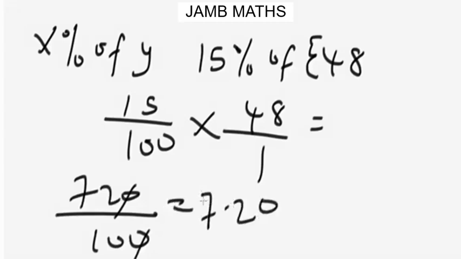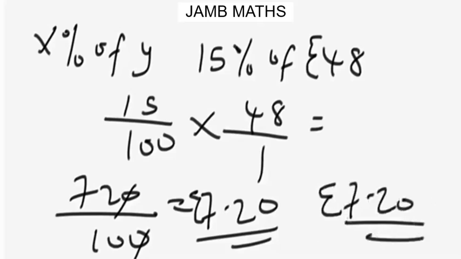Let's add the pounds. So let me write it: 7.2 pounds. That's what it means. 15% of 48 pounds will give an output of 7.2 pounds. So when you break it down and simplify the mathematics, this is what we're going to have, 7.20 pounds. So that's for x% of y. Now look at another scenario involving basic percentage.